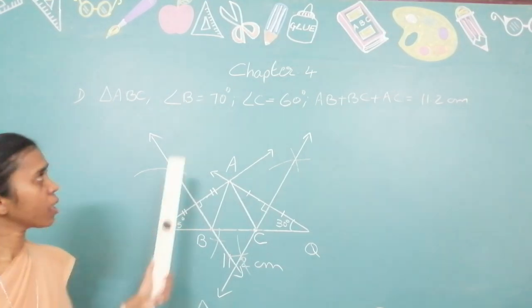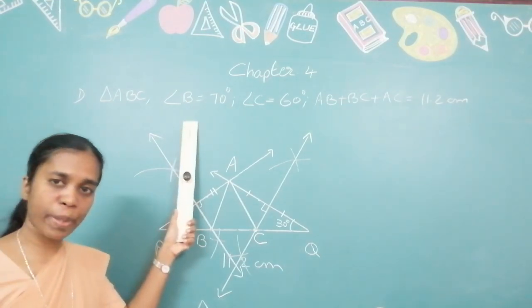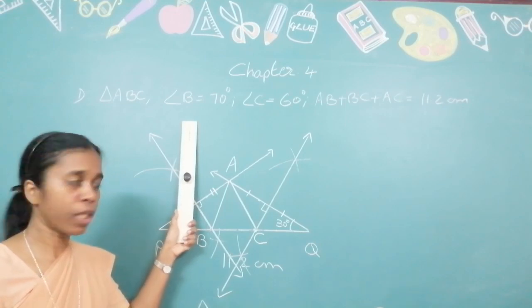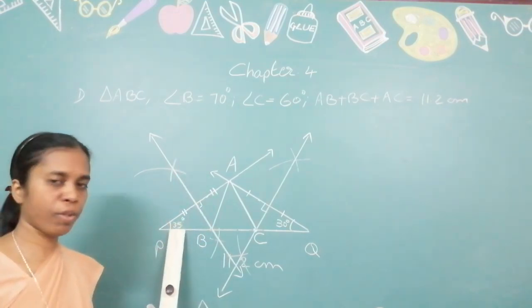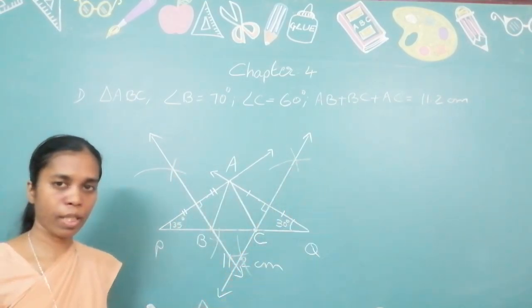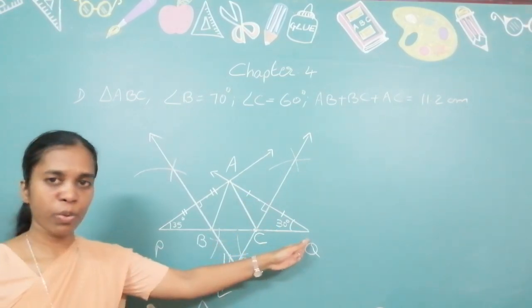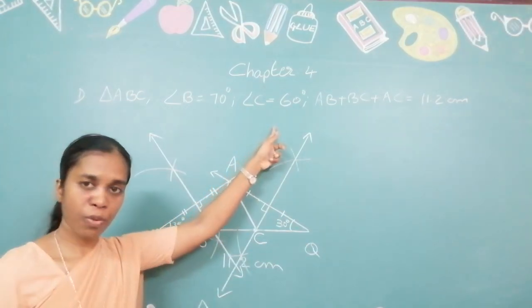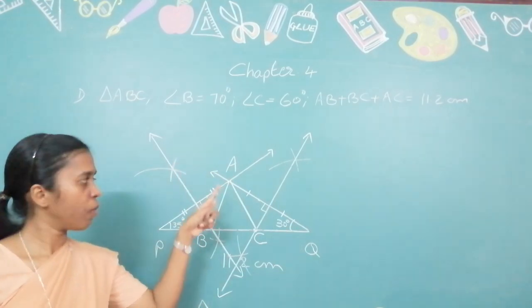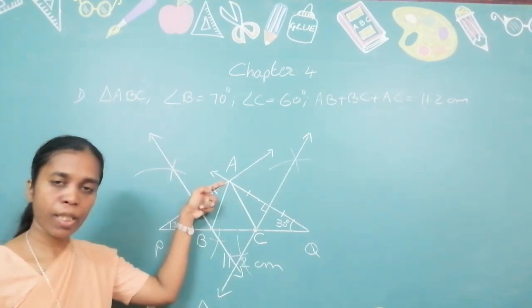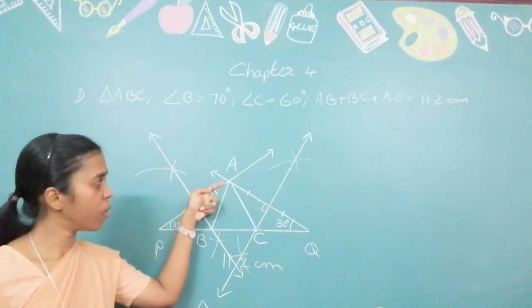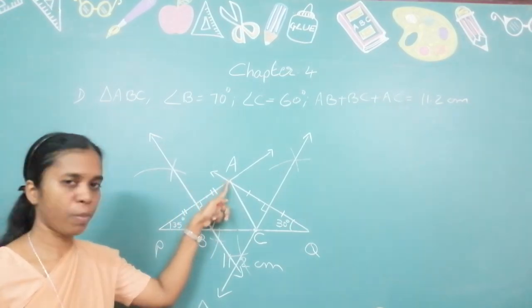For P, consider half of B. This is 70, so this will be 35 degrees. Draw a ray. Similarly for Q, considering C, take half of C and draw a ray. Wherever both the rays intersect, consider that as the vertex of the triangle, that will be A.